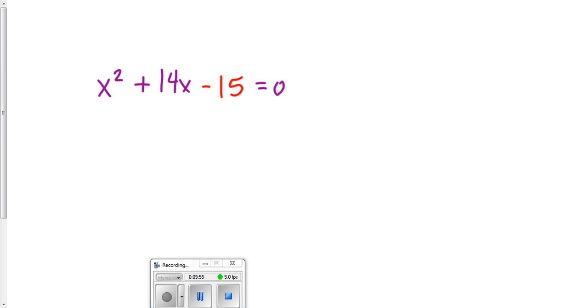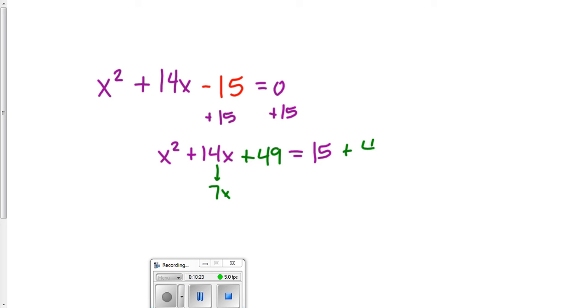Okay, sometimes I forget when I tell you how to pause that you can pause and I don't have to stop talking. So here we go. We are going to start by adding 15 to both sides. We want to move our c value over. So x squared plus 14x plus a big old blank equals 15. Okay, I need to figure out what I can add in this location to make this a perfect square trinomial. Well, half of that is 7x. I pretty much am just going to square it, and I add 49 to both sides.